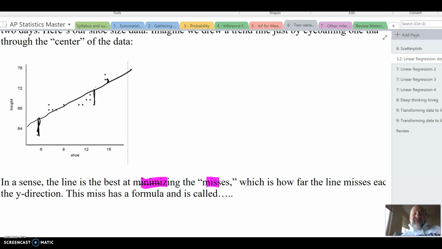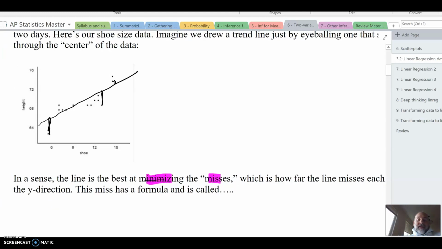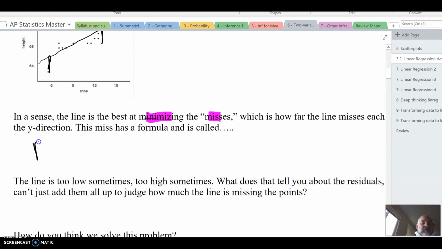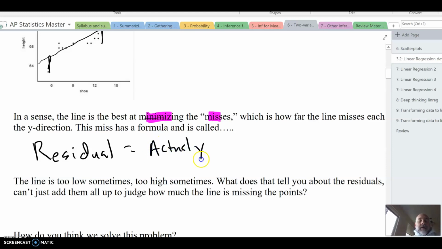This miss has a vocab term, and it also has a formula, and it's called a residual. The residual is how much you miss by. The way you calculate it is the actual Y minus the predicted Y. Actual Y minus predicted Y. If you need to remember which one minus which one, you will notice that the initials are AP. Cute. And there's actually a way to write this symbolically.